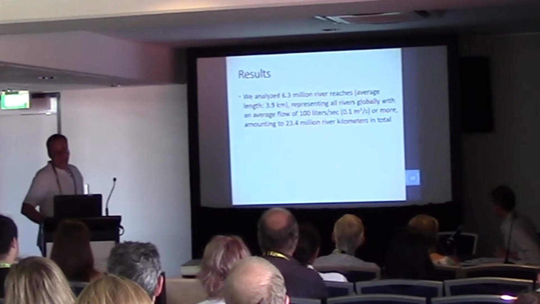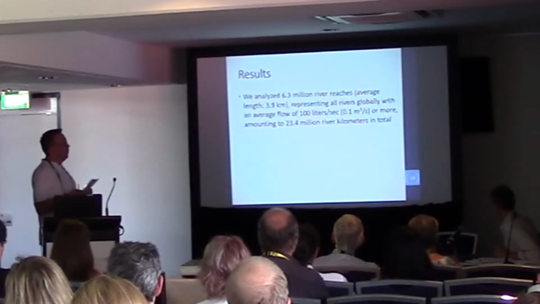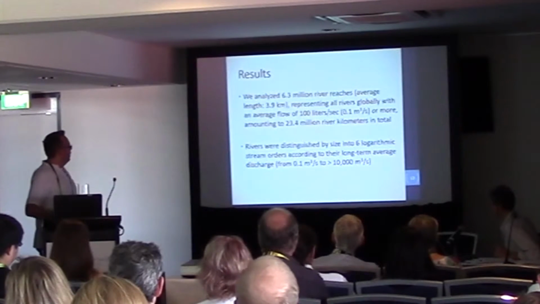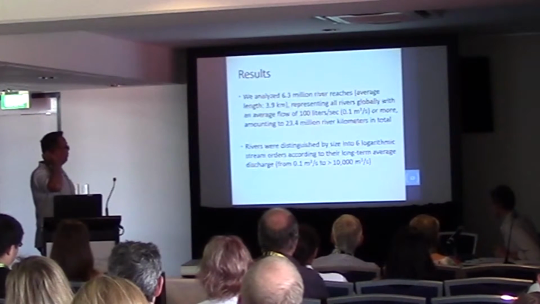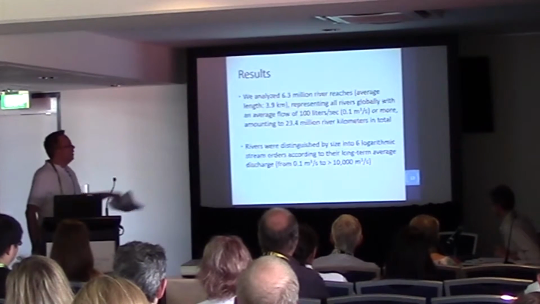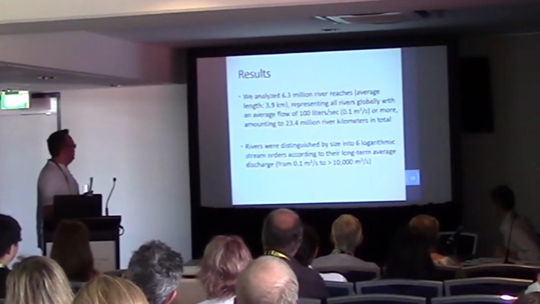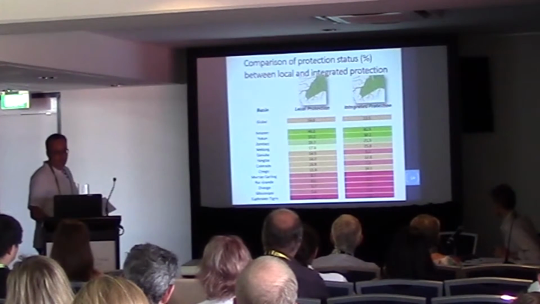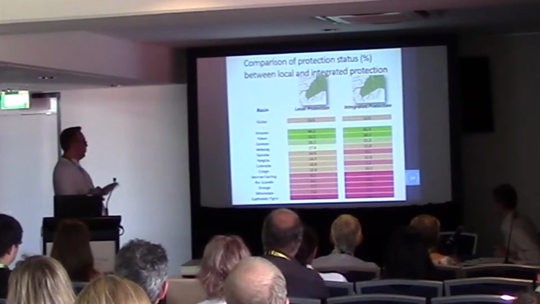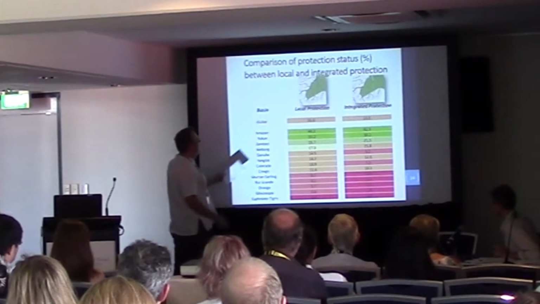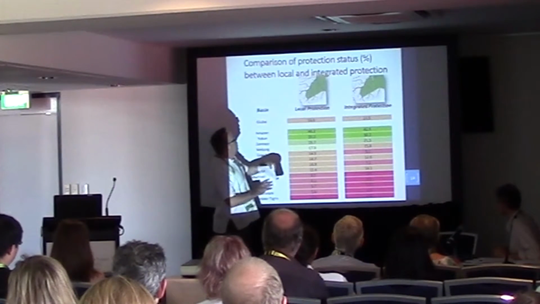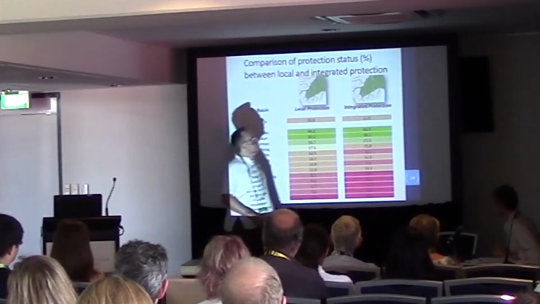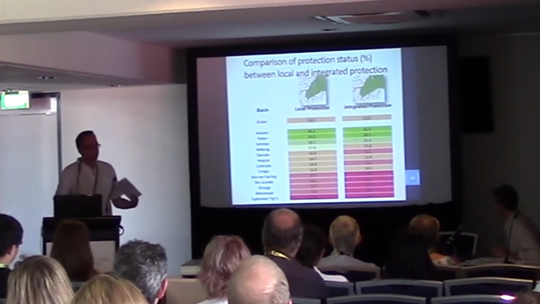Anyway, results. Bernhard cranked the GIS and analyzed 6.3 million river reaches for the entire globe. Rivers distinguished by size into 6 logarithmic stream orders, so you will actually see those stream classes in my next results slides. And basically, it's a logarithmic split according to the long-term average discharge. And in the end, we get 2 tables. One comparing the local protection, so how much is protected really inside protected areas, and one is the integrated protection, how much is what we would say properly protected.